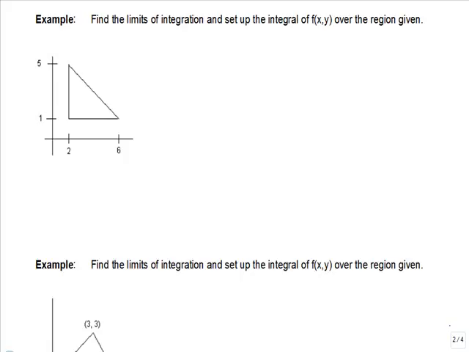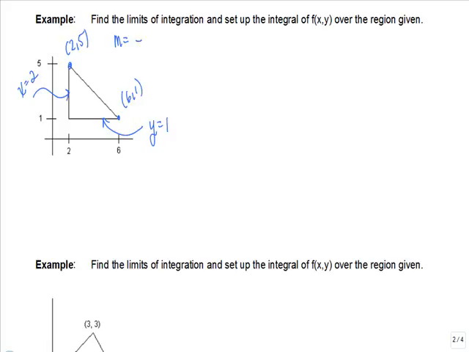So as I look at this, what I need to do is write functions for each of the sides of the region. So in this case, this particular side is the line y equals 1. This particular side is the line x equals 2. And then to get this one, I need to find the equation of that line. So I notice I have the point 2, 5 and the point 6, 1.